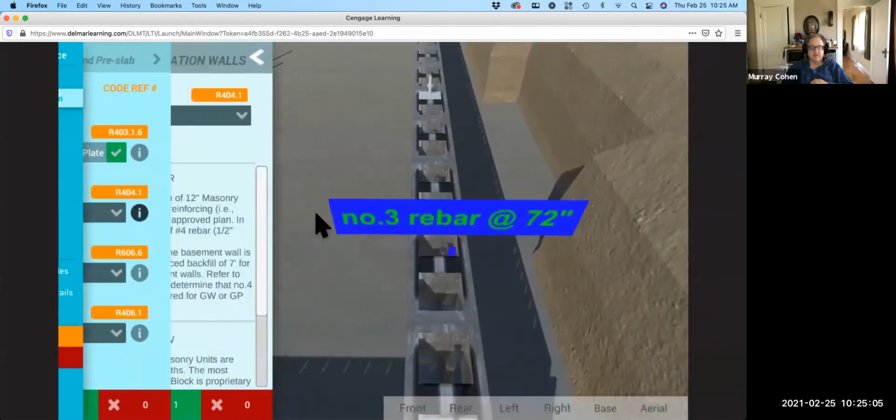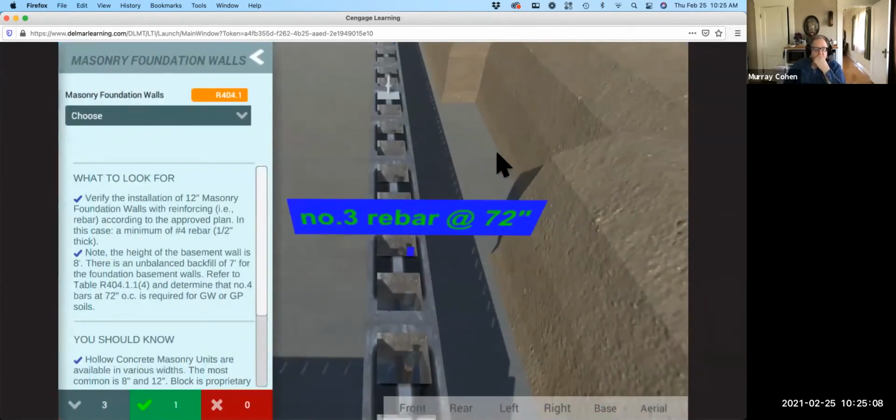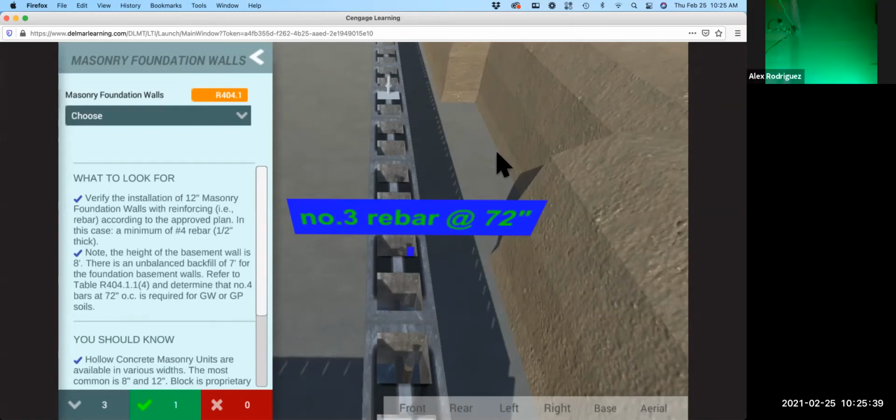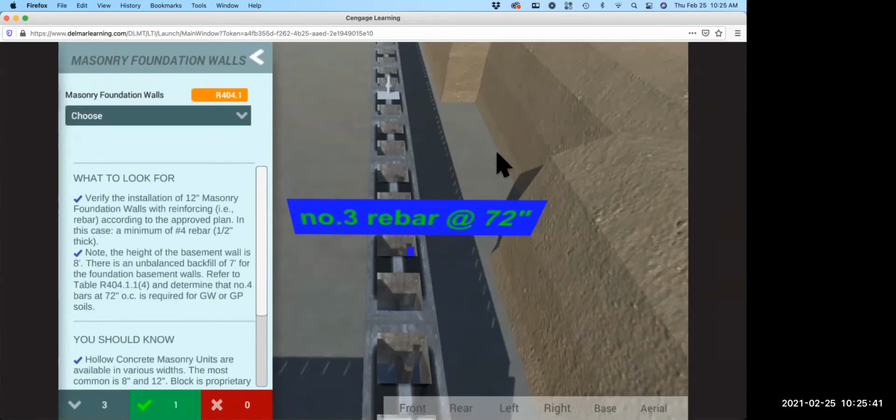Let's just click on this and see. Here we go. What to look for. Verify the installation of 12-inch masonry foundation walls with reinforcing, and IE is the same as, it's like a further explanation. That is rebar, foundation walls with reinforcing, meaning rebar, according to the approved plan, in this case, a minimum of number 4 rebar, 1/2 inch thick. So this is number 3 rebar. It already failed because it says the number 3 rebar right there.